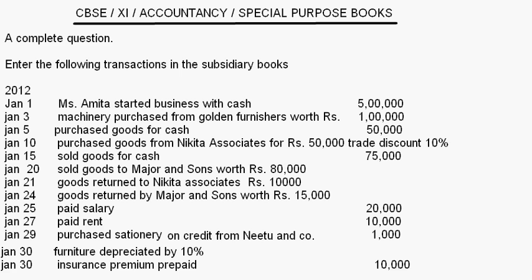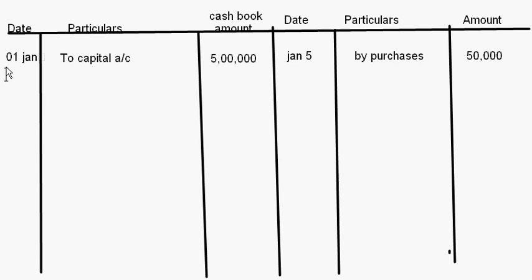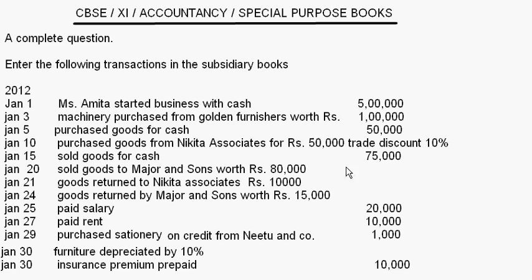Now next entry, sold goods for cash 75,000 on January 15th. This is cash sales, right? So 15th January, to sales account 75,000 rupees.